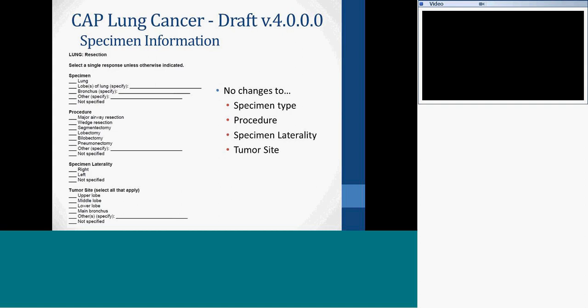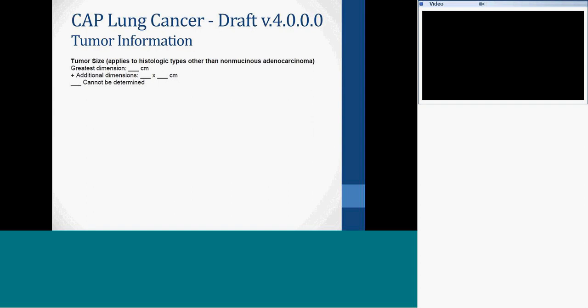So looking at the specimen information fields, there's no change to any of these, whether it's specimen type, laterality, procedure, or tumor site. Tumor size, however, when we get to the tumor information fields, has changed. Here the tumor size applies to histologic types other than non-mucinous adenocarcinoma. In other words, for mucinous adenocarcinomas, the tumor size measurements remain pretty much the same as the current version.